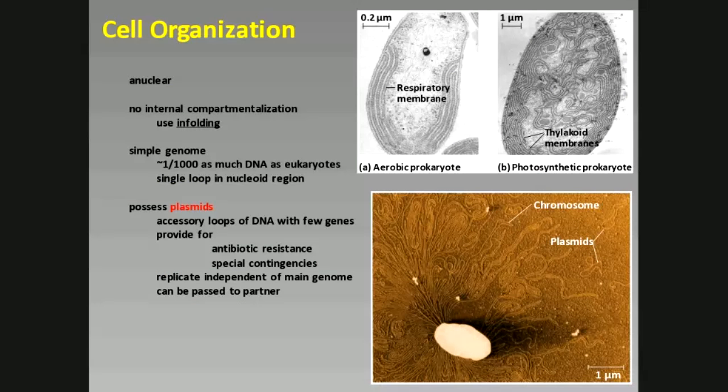Organization. Well, not a lot, right? We talked about this. There's not a lot of organization of these guys. Not to say that they're disorganized, because that's a characteristic of life. But what we mean by that is not a lot of sophistication, right? They don't have a nucleus. There's none of that internal compartmentalization that the eukaryotes were known for.